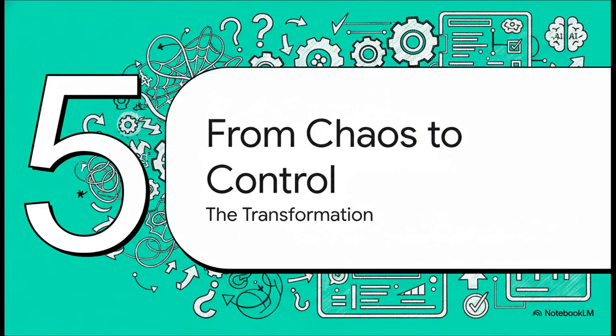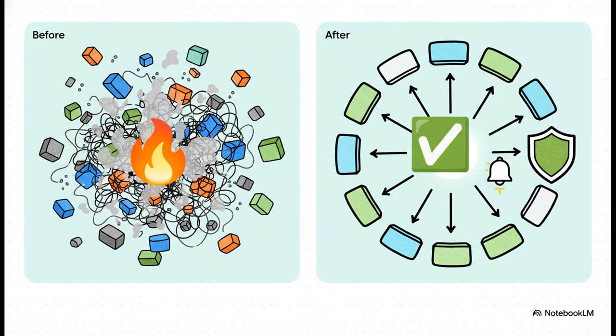So what's the end result of all this? What's the big payoff when you adopt this kind of centralized approach? Well, it's a total transformation. You're moving from a state of chaos and reactivity to one of proactive control and true visibility. I mean, this comparison really says it all. Before, everything is siloed and scattered. After, it's centralized and unified.